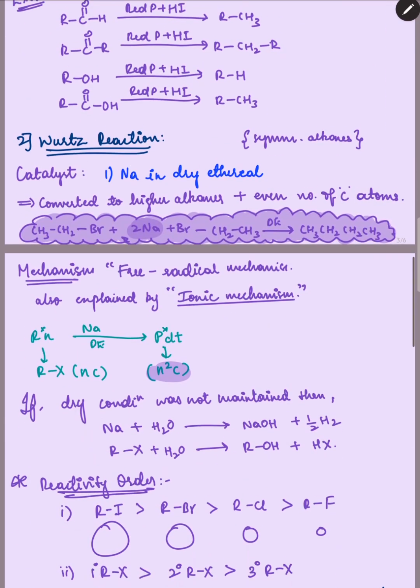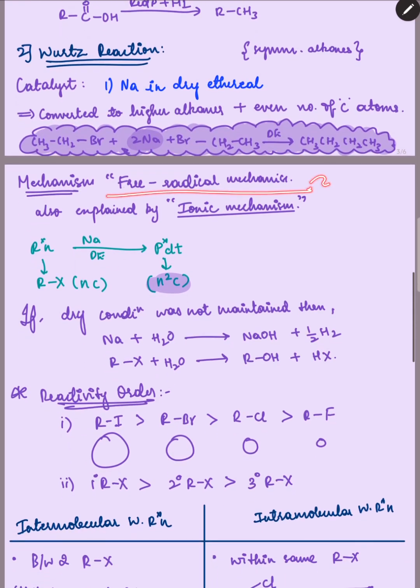Next is Wood's reaction. It prepares only symmetrical alkanes. The reagent used in Wood's reaction is sodium in dry ether, which converts alkyl halides to higher alkanes with an even number of carbon atoms. For example, CH3CH2Br plus sodium plus CH3CH2Br in the presence of dry ether. What are you going to get? Just remove the halogen part and join the alkyl groups. The mechanism which Wood's reaction follows is the free radical mechanism. It is also explained by the ionic equilibrium, the box which I showed for the last reaction. Now when there is sodium, dry ether and alkyl halide, the product will have n squared carbon, whereas in the last equation it was n plus 1 hydrogen.